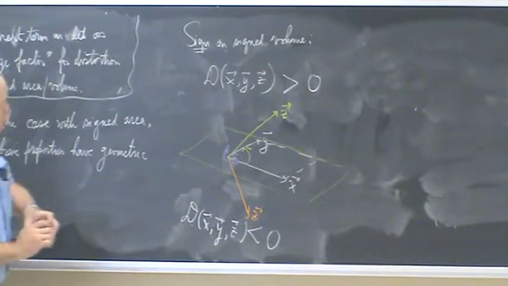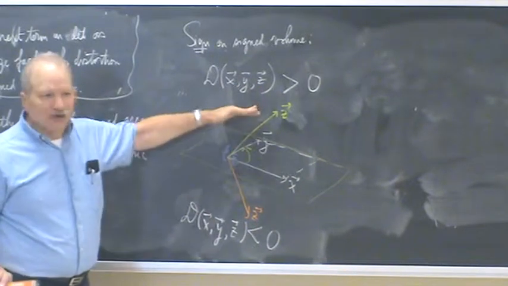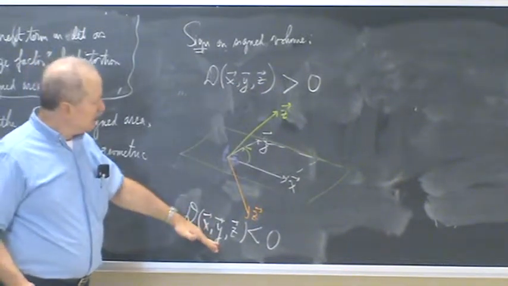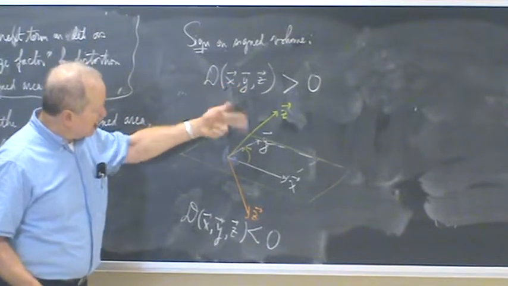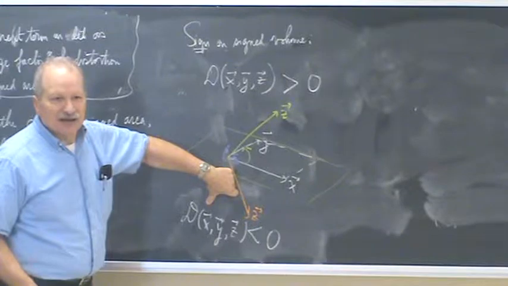So if you switch any two of the vectors, you're going to change from one to the other. If you switch x and y, that switches where your thumb points to the other side.